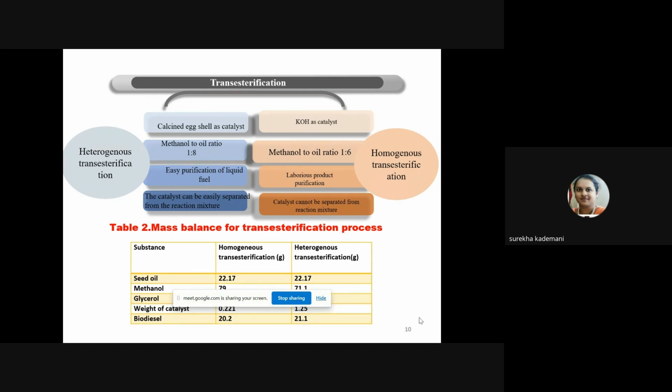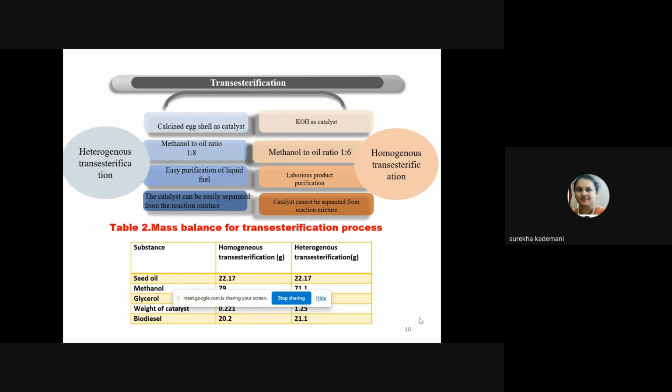The second type is homogeneous transesterification, where I used KOH as a catalyst, and the oil to methanol ratio is 1:6. Since the KOH is dissolved in the reaction mixture, purification of the product is laborious, and the catalyst cannot be separated from the reaction mixture.